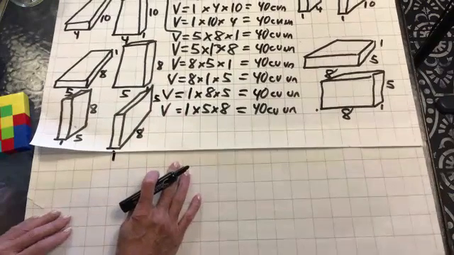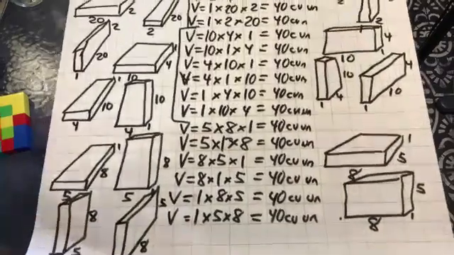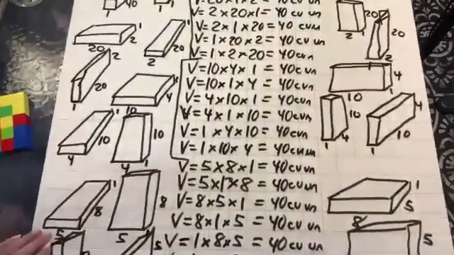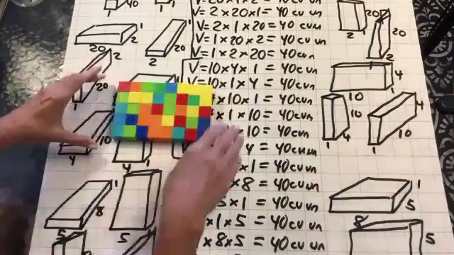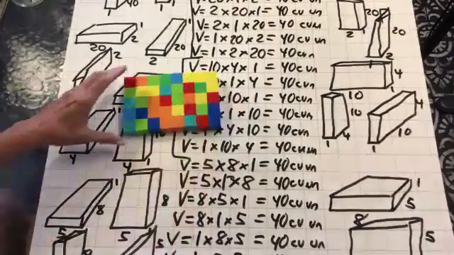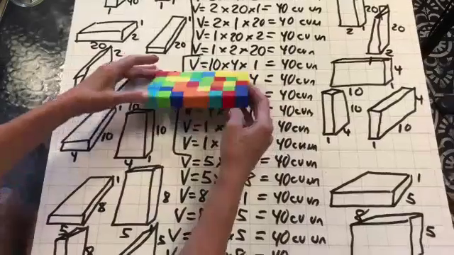And there we have it. We are done. Look at all of those ways we can create 40 cubes. It's amazing how it works. So this one is a 5 by 8, the last one we just did. So you can see we can look at it this way.